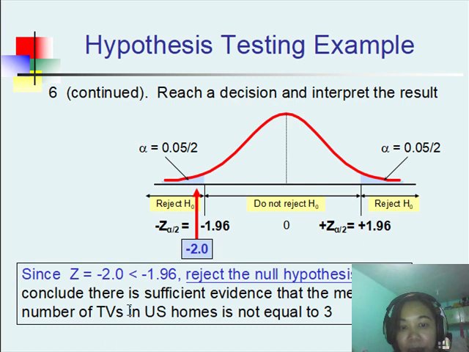Then we conclude that there is sufficient evidence that the mean number of TV sets in US homes is not equal to 3. Okay, since we reject the null, we claim that it is not really equal to 3. It could be greater than 3. It could be less than 3. So we could conclude that the number of TV sets in US homes could be greater than 3, or it could also be less than 3.